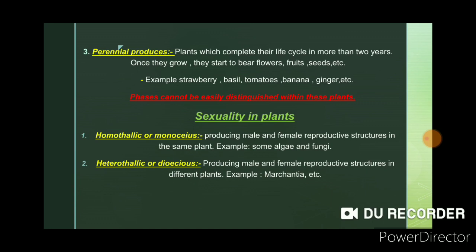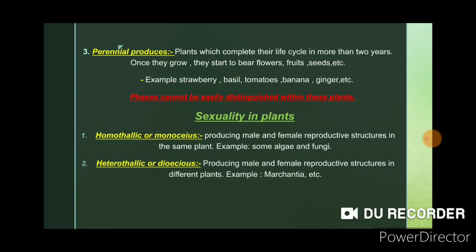Examples are banana, ginger, basil, tomatoes. Like all these things grow on a tree. Like we know, banana has a tree. Then throughout its lifetime it gives fruit to us. Once it gets mature, it starts to bear flowers, fruit, seeds, etc. And the phases of life cannot be easily distinguished within these plants. These are perennial producers which take more than 2 years to complete their life cycle.